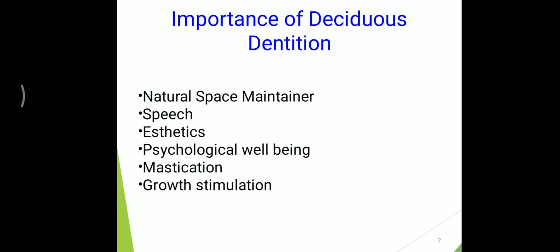The topic we are going to discuss today is space maintenance. Let's see the importance of deciduous dentition. It acts as a natural space maintainer. It is important for speech, aesthetics, psychological well-being, mastication, and growth stimulation.